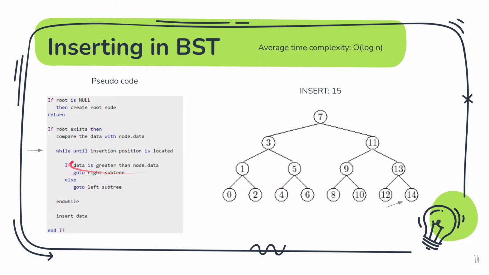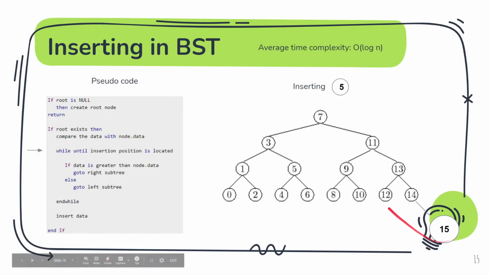And once we've located an insertion position, in other words, a position where a node doesn't exist and 15 can be inserted, which is the right child of 14, since 15 is bigger than 14, we can make the insertion and we can terminate the program right there.